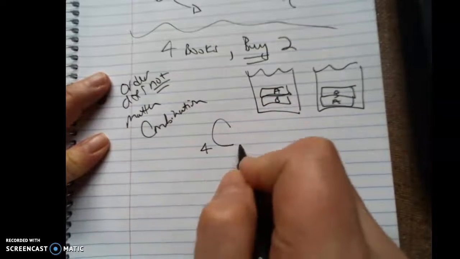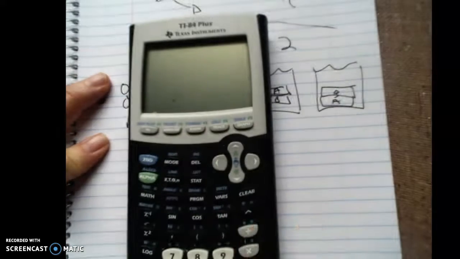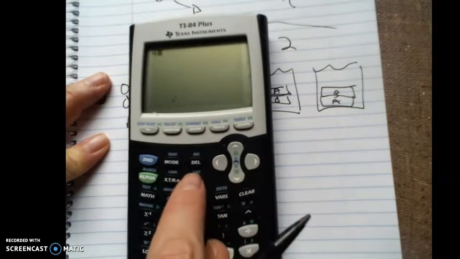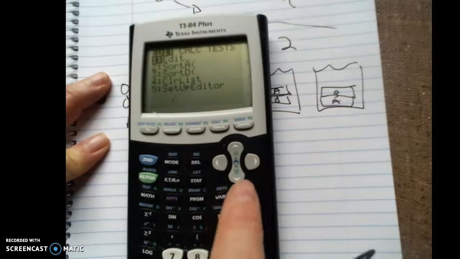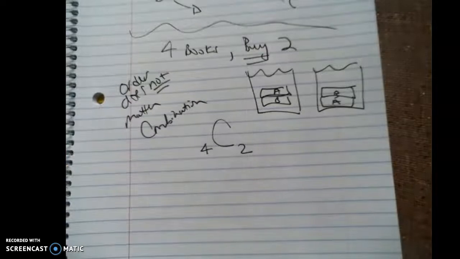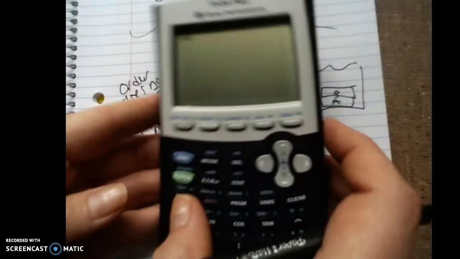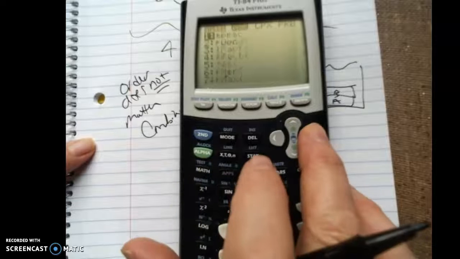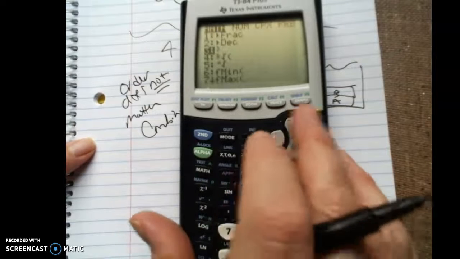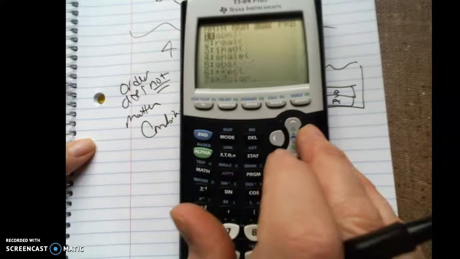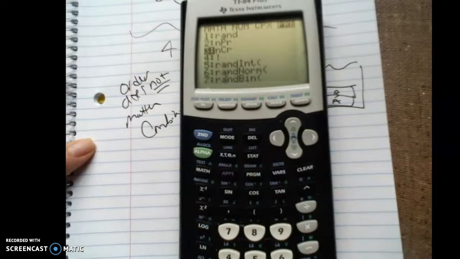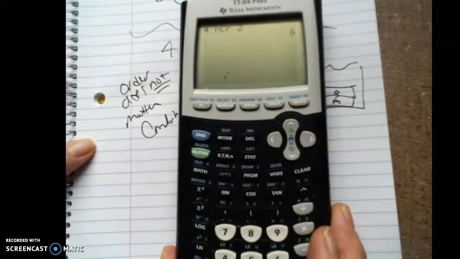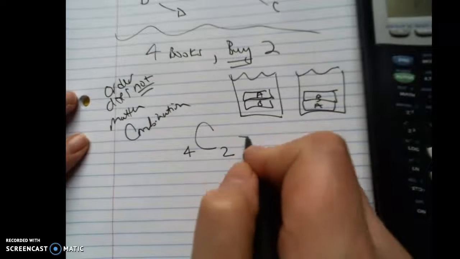And this is the nCr thing on your calculator. So 4 choose 2. On my calculator, I would do 4, then go to math and then probability. I want the nCr, 4 nCr, and I'm choosing 2. Notice I only get an answer of 6. Okay, so this time it gives 6.